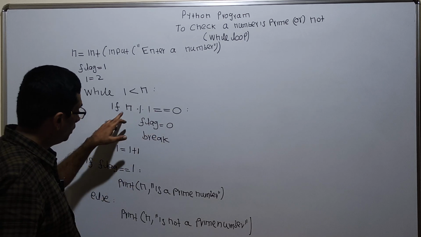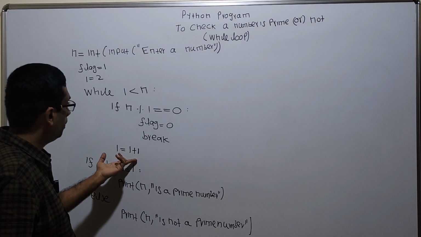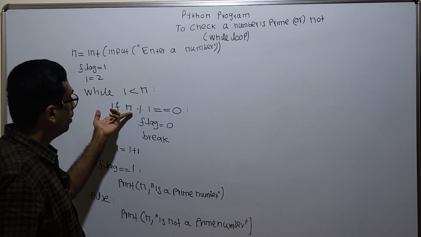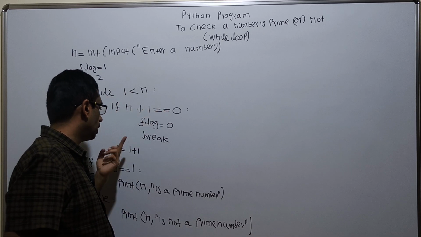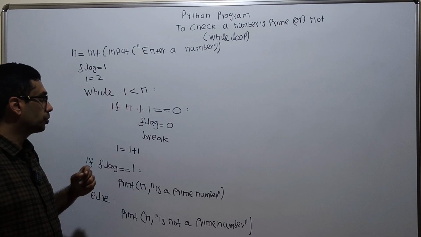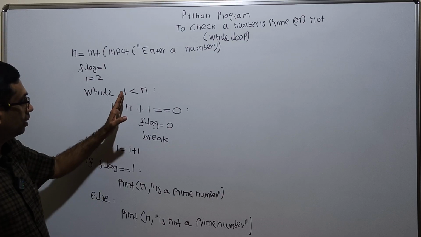Otherwise, this is not a false. What it will do? It will increment I by 1 and check I less than or equal to n and check n modulo I is not 0, and I will get incremented by 1. When you divide n by 2 to n minus 1, the remainder is not 0, then the flag will have a value 1.